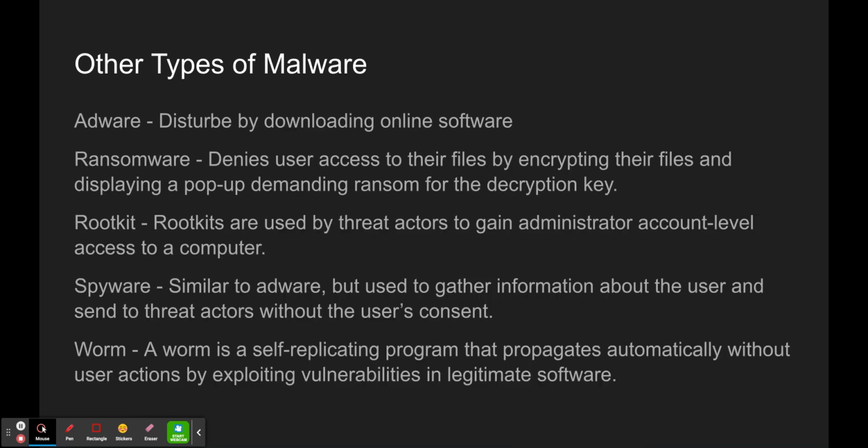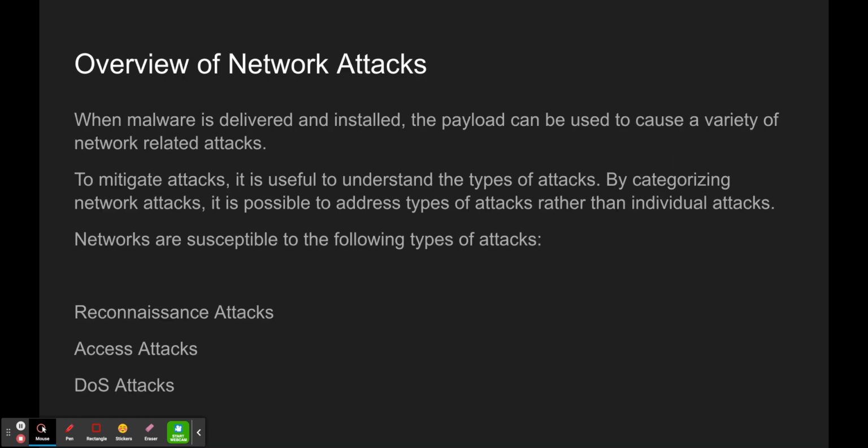Other types of malware. There's the adware. It disturbs by downloading online software. The ransomware denies user access to their files by encrypting their files and displaying a pop-up demanding ransom for a decryption key. The rootkit. Rootkits are used by threat actors to gain administrator level access to a computer. Spyware, similar to adware, but used to gather information about the user and send to threat actors without the user's consent. And a worm. A worm is a self-replicating program that propagates automatically without user actions by exploiting vulnerabilities in legitimate software. Overview of network attacks.